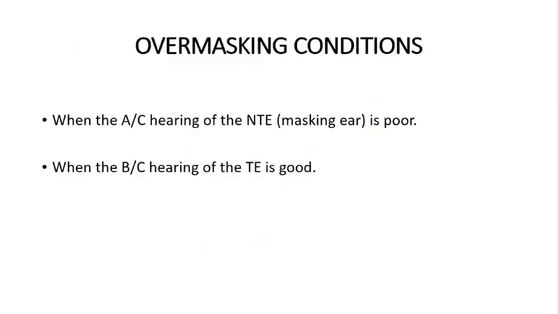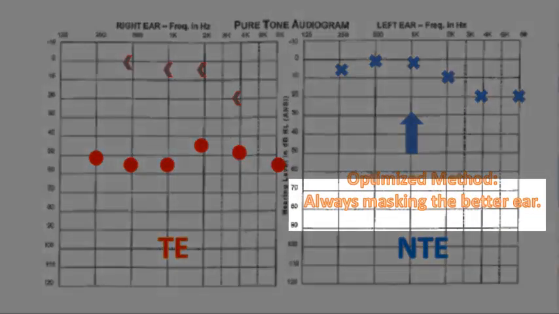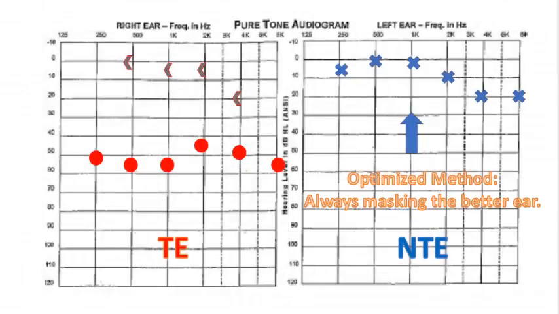Things to consider when looking for a possible overmasking situation: the non-test ear air conduction hearing is poor, when the bone conduction hearing of the test ear may be pretty good. Overmasking will not occur using the optimized method. The optimized method would always be masking the better ear, and it is designed to provide high levels of masking that will avoid overmasking.